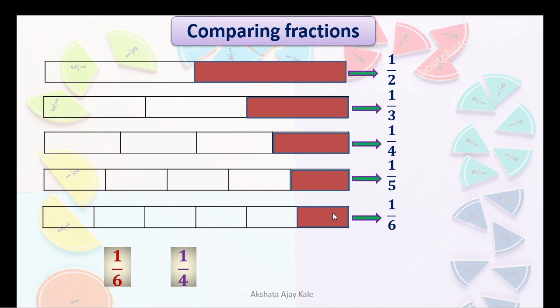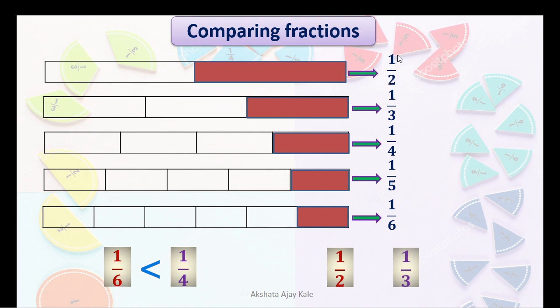See here 1 upon 6, this portion, and 1 upon 4, this portion. Out of 6 parts, we have colored a single part, and in 1 upon 4, out of 4 parts, we have colored one part. Yes, very good. This portion shows the greater area, more area, isn't it? So 1 upon 6 is smaller than 1 upon 4. Very good.